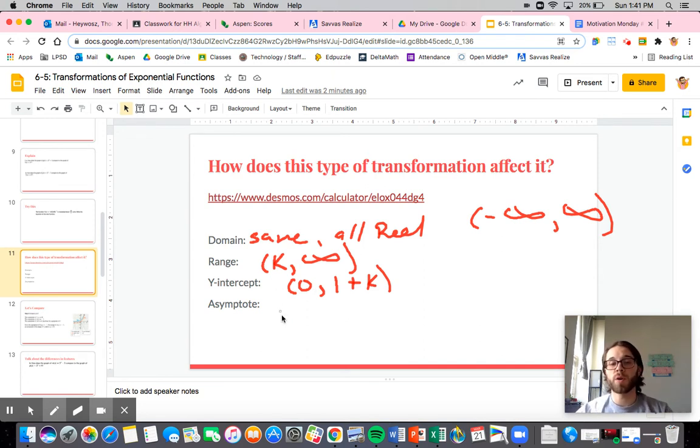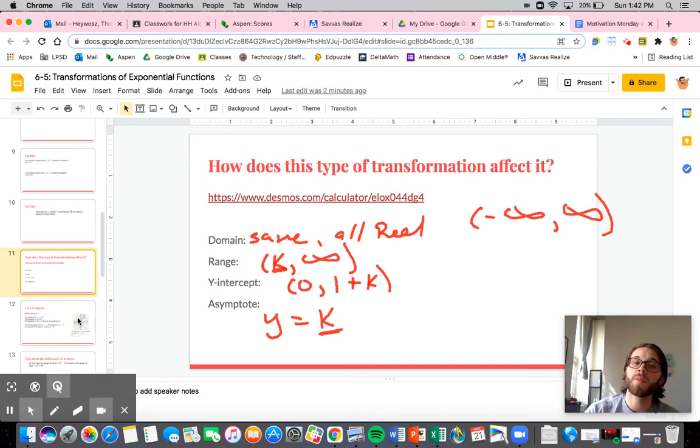The asymptote is going to follow the same idea. It's going to end up being y equals k. So whatever your value of k is, there's your asymptote. That's the line it's not going over. So if it's plus 7, the asymptote is 7. If it's minus 4, the asymptote is negative 4. It is always going to be a horizontal line. That is going to be the new line you will not cross.